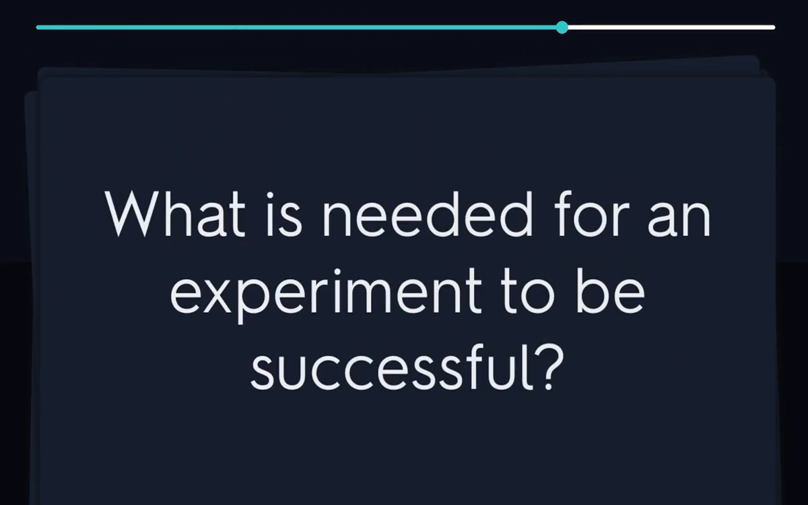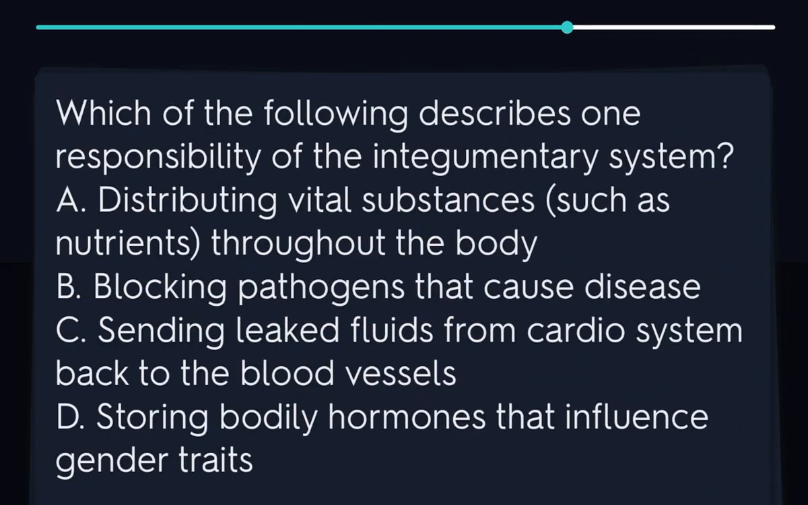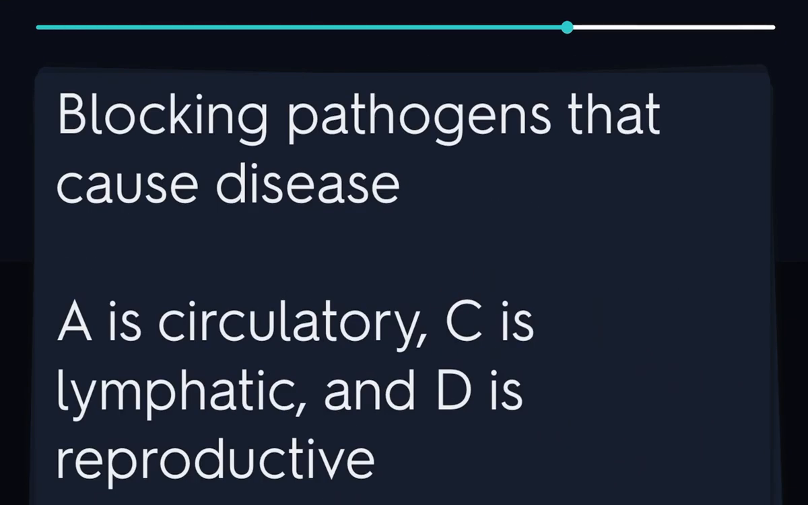What is needed for an experiment to be successful? Data that others can reproduce. Blocking pathogens that cause disease. A is circulatory, C is lymphatic, and D is reproductive.